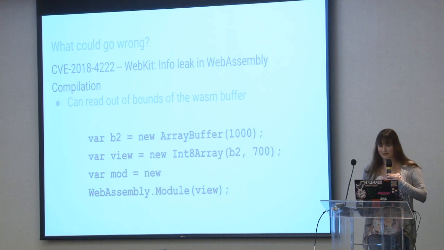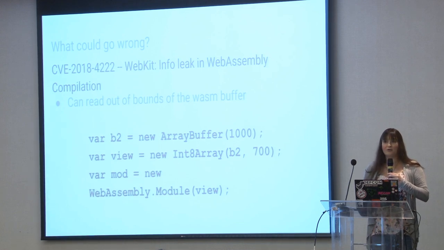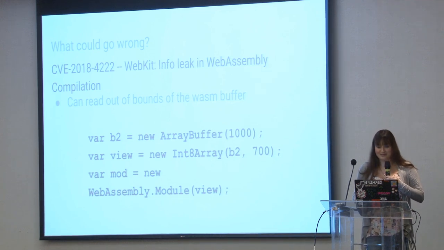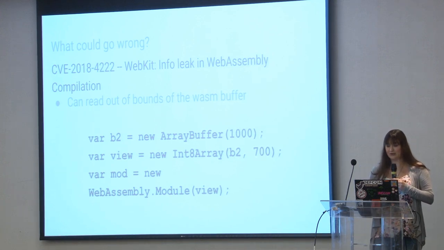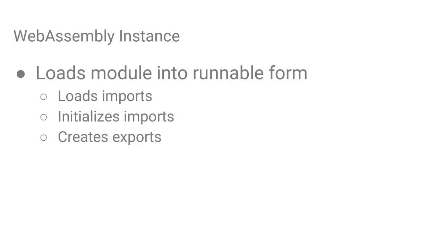So the way this bug worked was they accidentally added the offset into the buffer twice. So this didn't even work. If you had a typed array buffer instead of an array buffer, your WebAssembly would never run correctly. And I'm not sure why this wasn't tested, but this actually also caused an out-of-bounds read, because if you were looking at offset 700, it would actually look at offset 1400. So this was kind of a funny bug that allowed out-of-bounds reading.